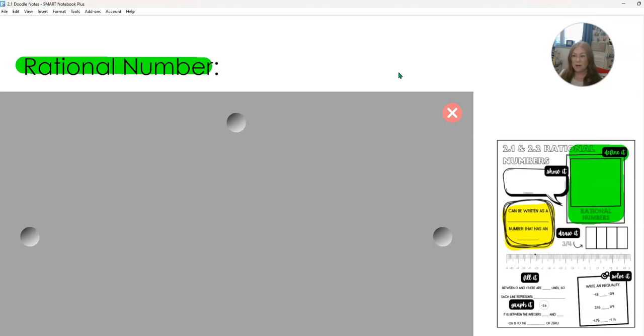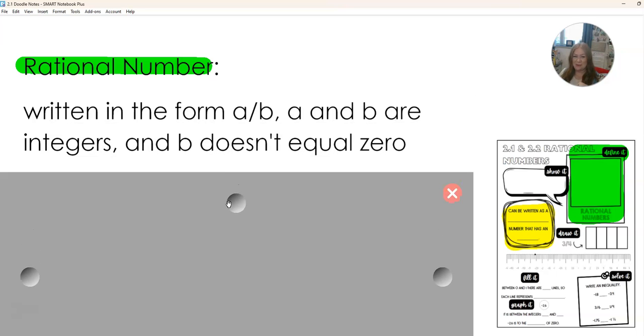For 12.1, we are going to learn about rational numbers. So we've learned about integers. Integers are the positive and negative whole numbers. The step farther than that is a rational number. Now this definition is going to be a little bit confusing, but we'll break it down, okay?